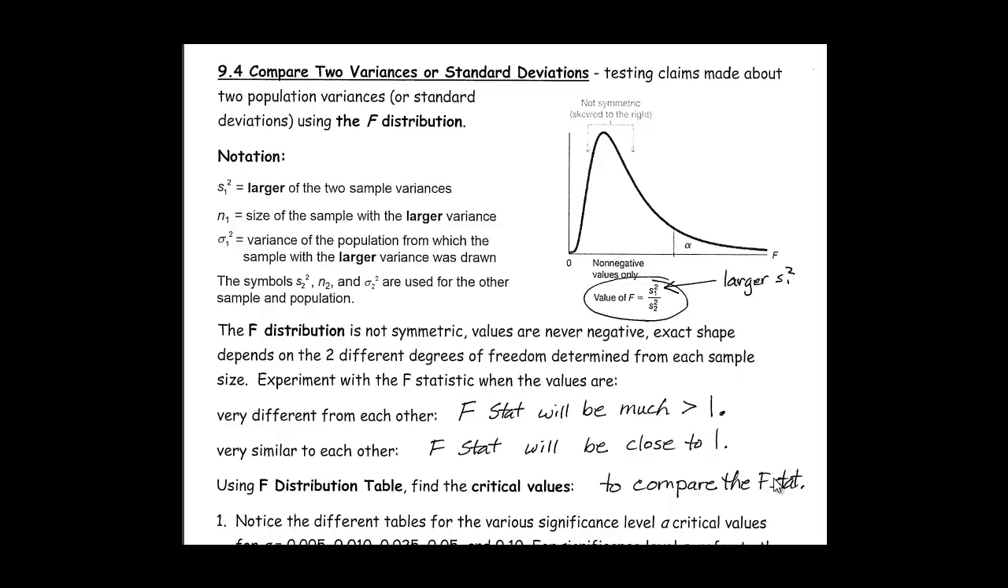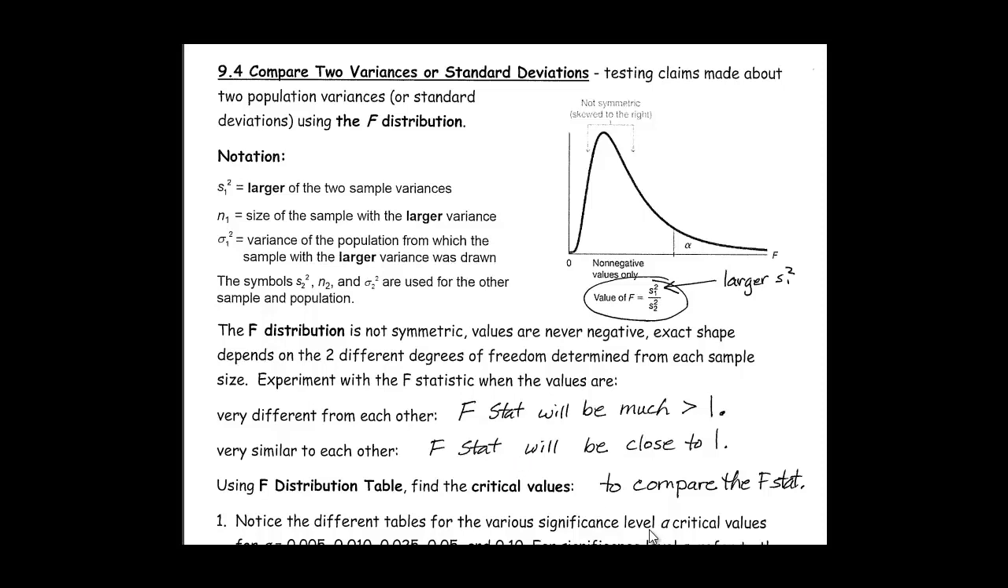Okay, in this activity, we are going to take a look at hypothesis testing when we are comparing two variances or two standard deviations. This type of testing is going to require yet another new table, another new distribution. This is called the F distribution.